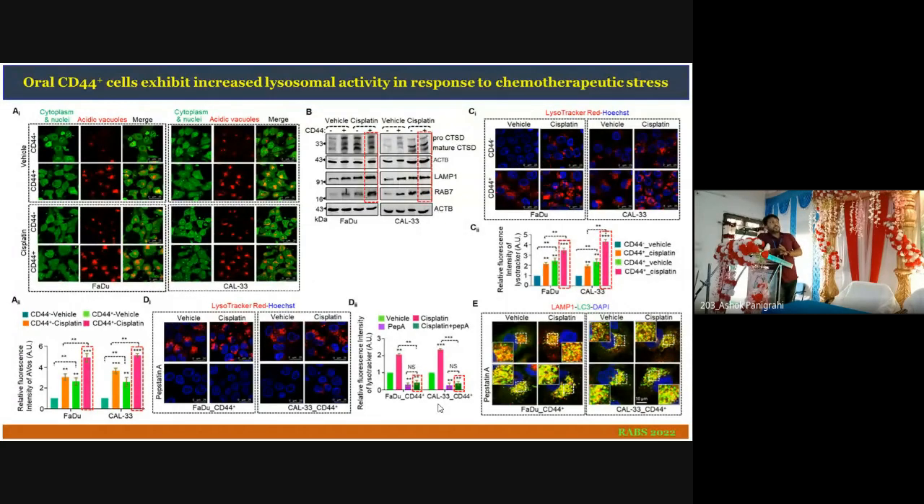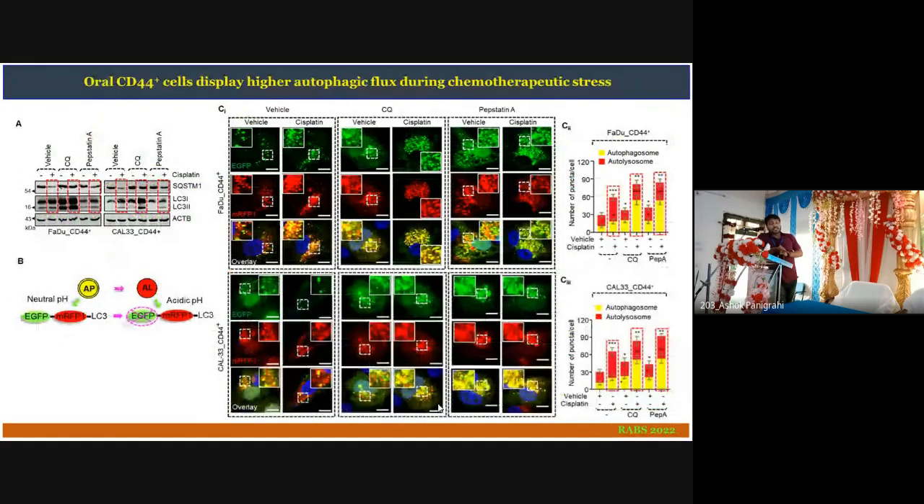What we found is that in these CD44 positive cells there is higher lysosomal activity. And here we use a peptide that targets cathepsin D, whose expression is high. We found that in the presence of the peptide, the lysosomal activity is significantly reduced, suggesting that lysosomal activity plays a major role in the response to chemotherapy stress. Next, we measured the autophagic flux, that is basically the whole degradation part, and found that in the presence of chloroquine and the peptide, the autophagic flux was inhibited.